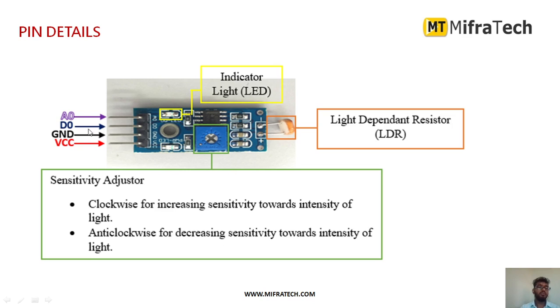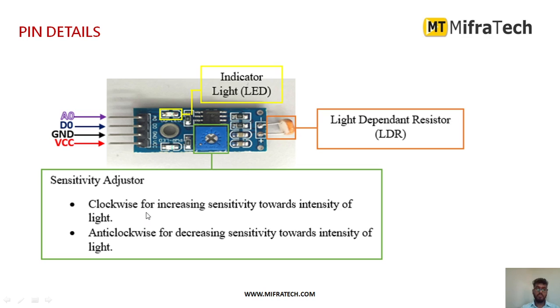It has mainly 4 pins: A0, the analog output, D0, the digital output, the ground pin, and VCC in order to provide supply. So these are the different things present in this LDR sensor module. As you can see, this pin is mainly used in order to set the sensitivity of the LDR sensor. By changing this one, we can set the sensitivity. You can call it a sensitivity adjuster.